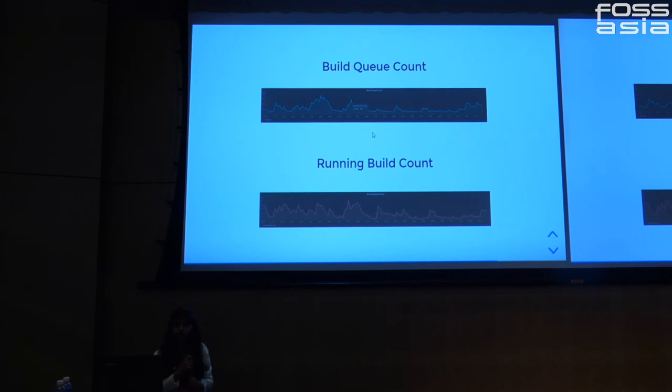The first one is the deployment builds queue count, the builds that are currently queued. And the second one is the deployment builds that are currently running on all the virtual machines, along with their respective timestamps on the x-axis.